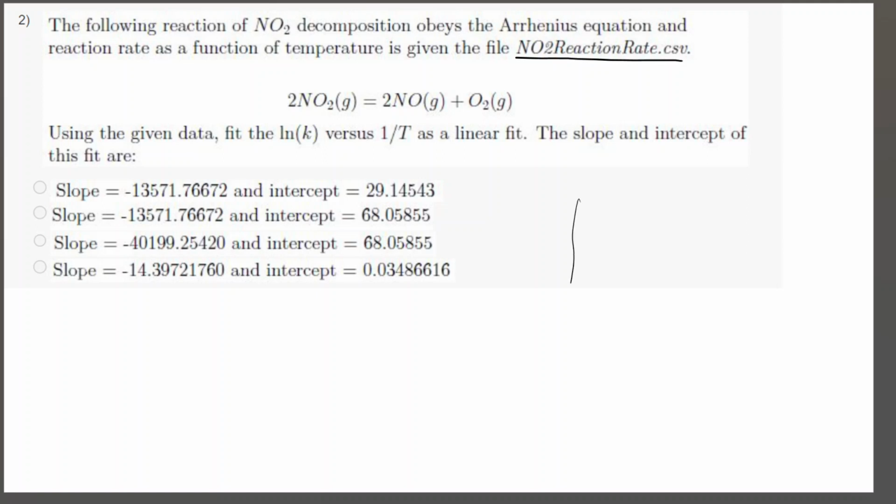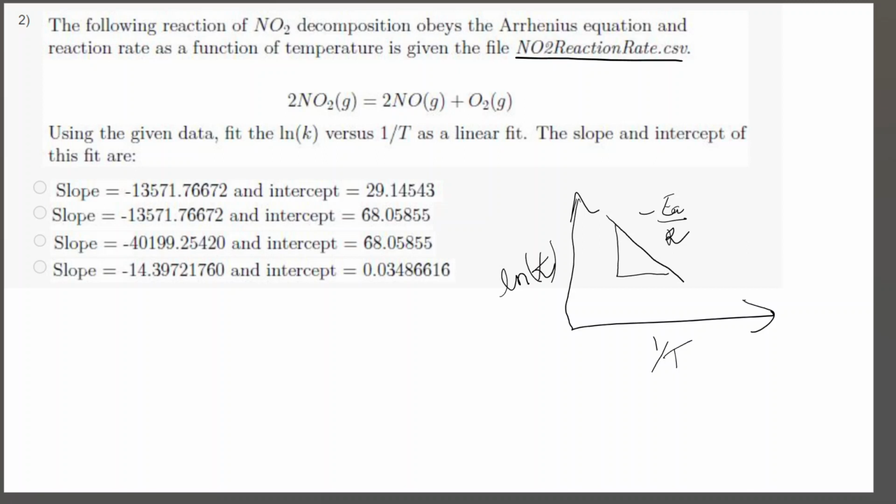So basically, as I discussed in the last one, the slope is negative EA by R. Then x is 1 by T, y is ln k. It's a semi-logarithmic plot. Okay, so they are asking for the slope and intercept values.